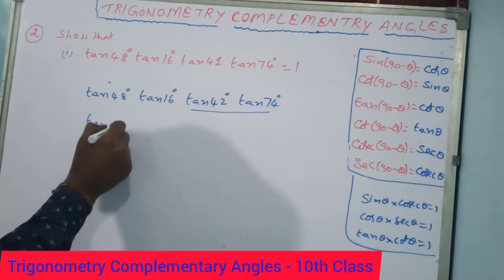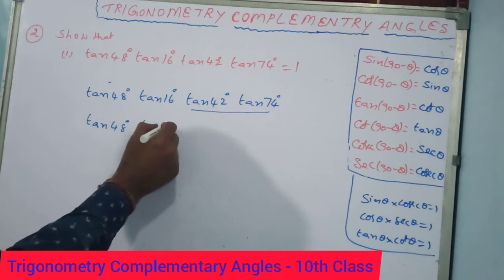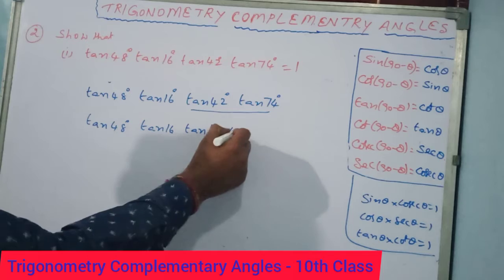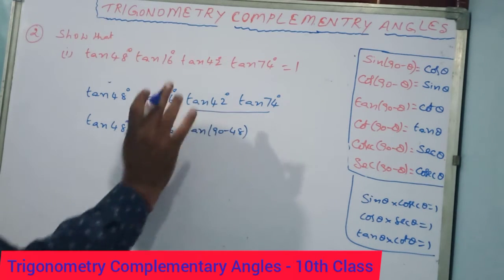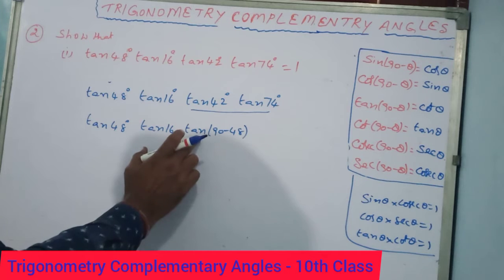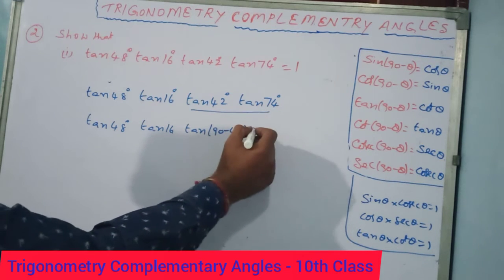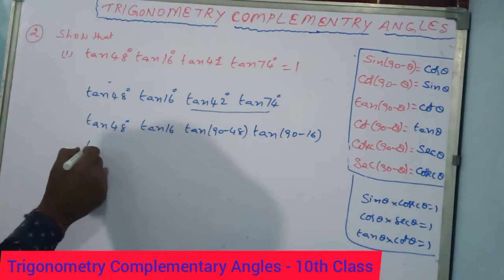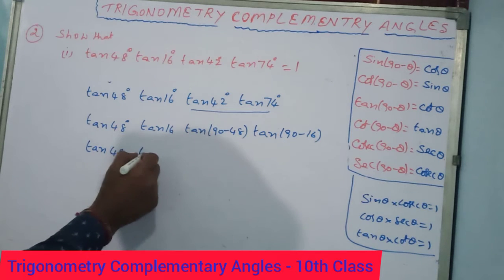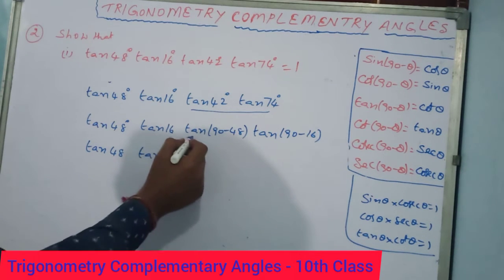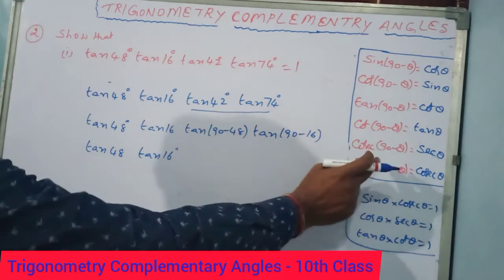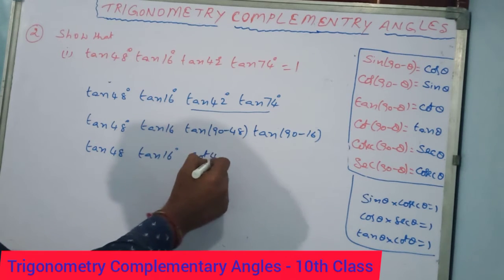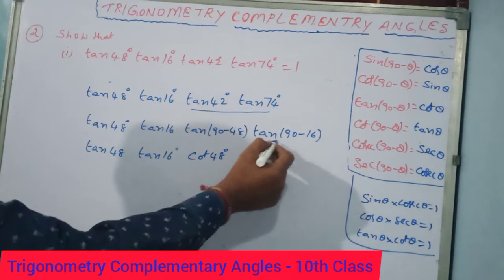Tan 48, tan 16, and tan 42 can be written as tan of 90 minus 48. 90 minus 48, what is that? 42. Tan of 42 degrees is equal to tan of 90 minus 48. Tan 74 can be written as tan of 90 minus 16. So tan 48 into tan 16 into tan of 90 minus theta. Tan of 90 minus theta, what is that? Cot theta. What is the theta place value? It is 48. So cot 48, and here also tan of 90 minus theta.